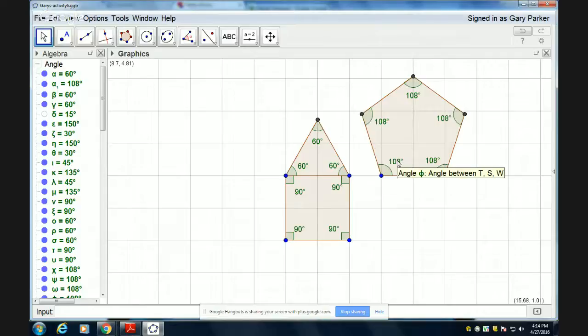Okay, so let's see. We are trying to do what here? Number 2. We are trying to construct a convex heptagon. So it has to be convex. Convex means none of the angles can be more than 180. None of the interior angles. And this figure right here has an interior angle that's definitely more than 180.